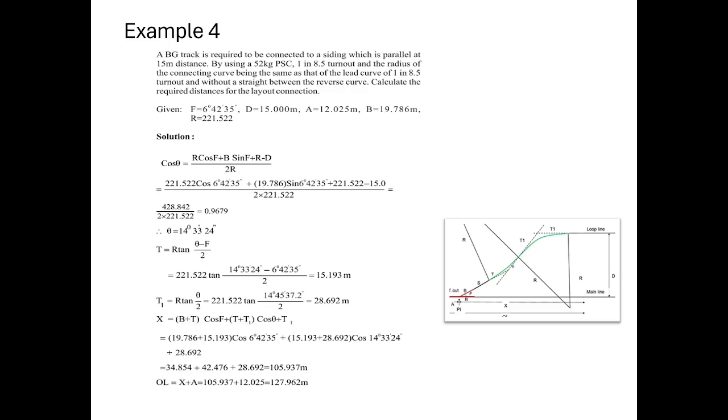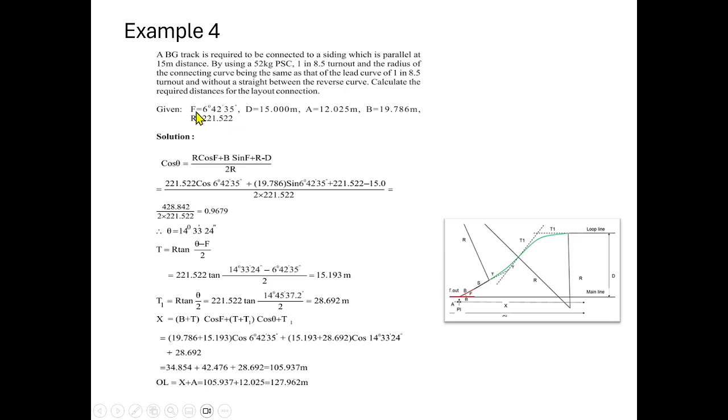Then we will go to the example. Design example. In this case, see, a broad gauge track to be connected with this siding. We use 50 kg 1 in 8.5 points and crossing, and the connecting curve also we are using 1 in 8.5 turnout. And here there is no straight in between the reverse curve. Calculate the required distance, they are asking.